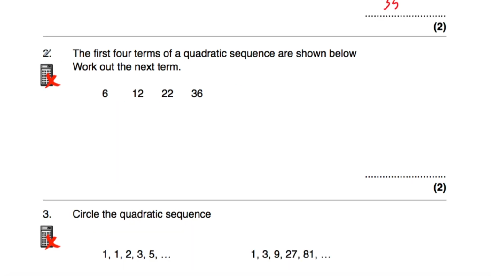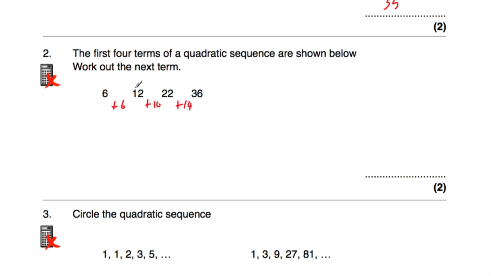Okay, let's have a look at question number two. Question number two says the first four terms of a quadratic sequence are shown below, and they are 6, 12, 22, 36. We've been asked to find the next term. So we've got 6, 12, 22, and 36. We're adding 6, then adding 10, and then adding 14.